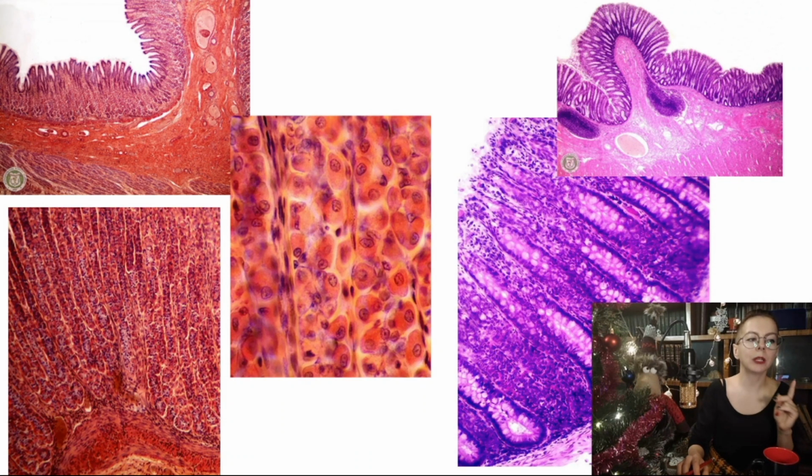And what helps you to distinguish them more exactly is the cellular composition of their glands. In the stomach, glands are tubular and parallel, and you can see parietal cells, large red parietal cells inside.